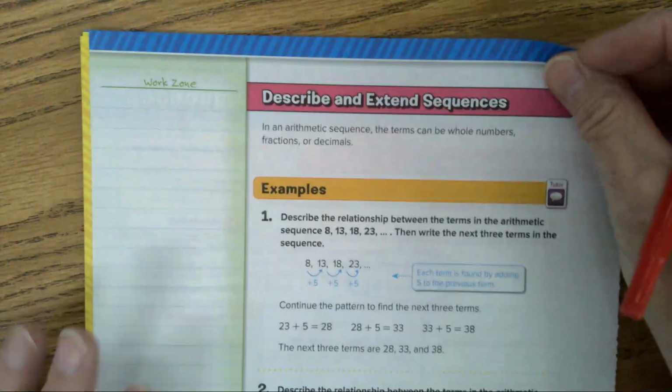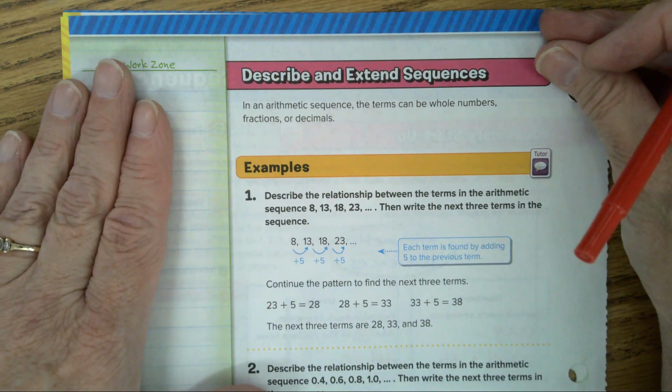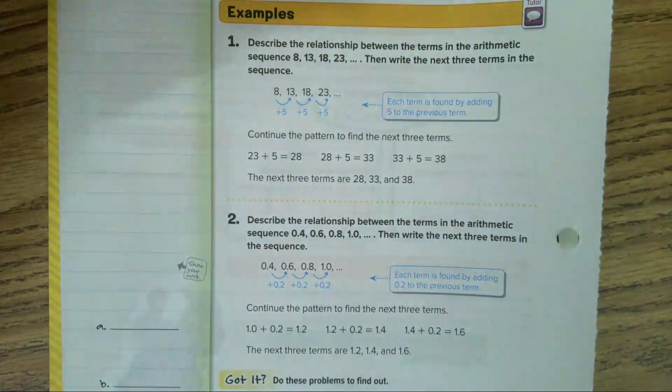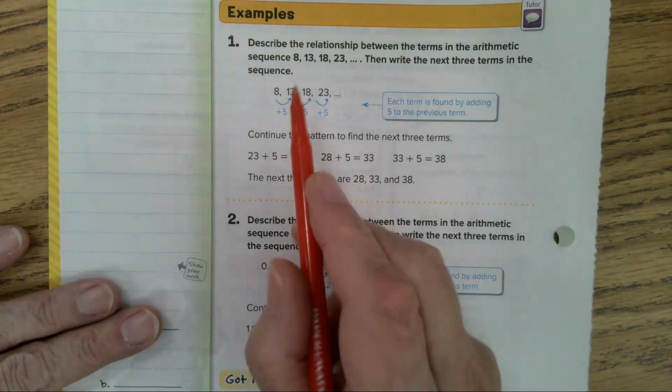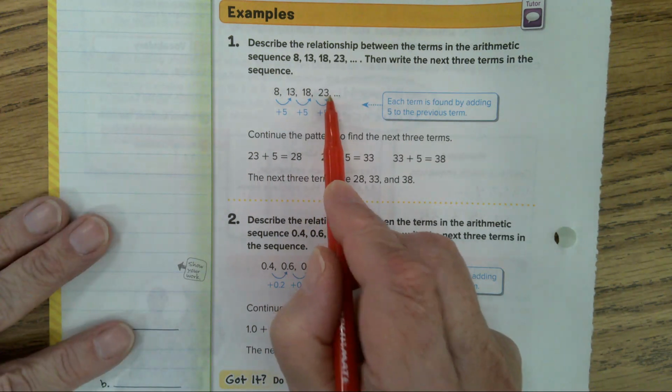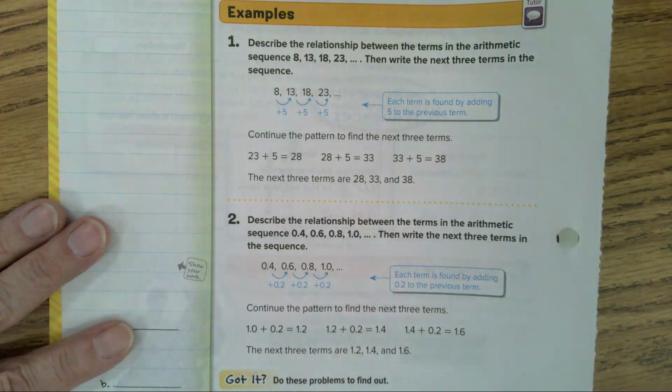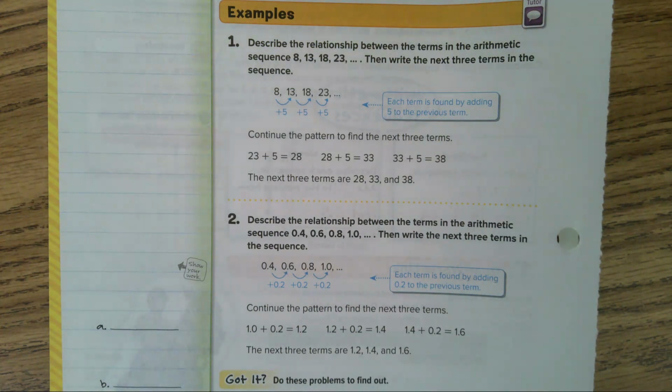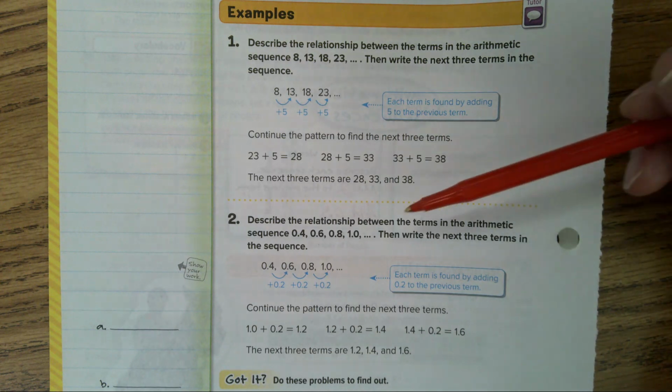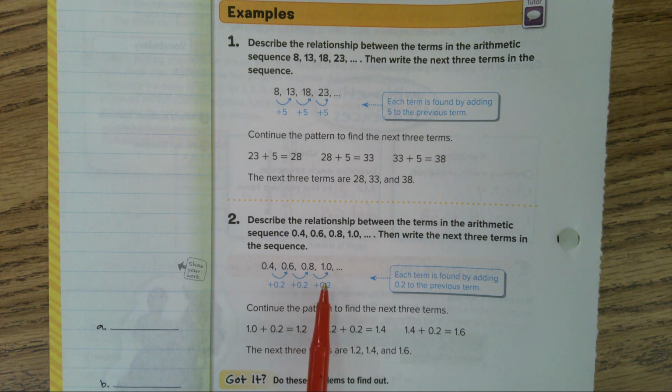Describe and extend sequences. In an arithmetic sequence, the terms can be whole numbers, fractions, or decimals. Let's look at our example here. Describe the relationship between the terms in the arithmetic sequence. 8, 13, 18, 23. Well, you add 5. It says each term is found by adding 5 to the previous term. And to continue the pattern, you would just add 5. Very easy, right, class? Okay, let's go on to the second one. Describe the relationship here. 4 tenths, 6 tenths, 8 tenths, 1. Well, here they are adding 2 tenths to the previous one. Each term is found by adding 2 tenths to the previous term. Okay, go ahead and do A, B, C, and D.